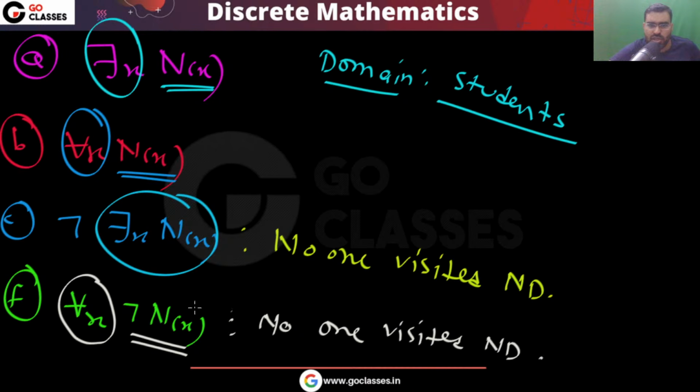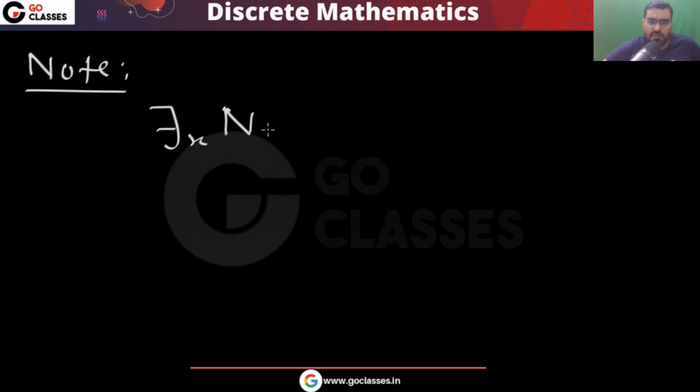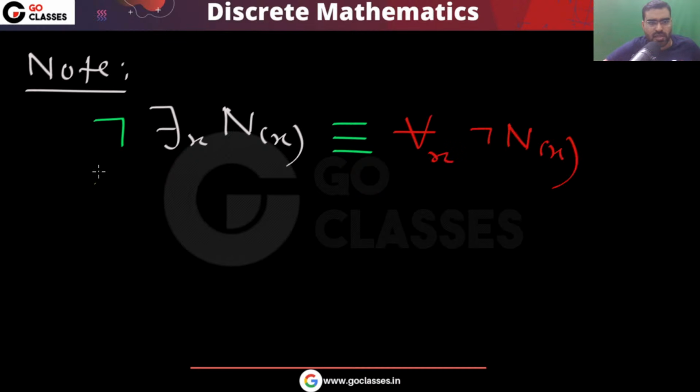Again, I can say, did you notice that these are basically the same? This is an important note you can take: there exists x. If you do the negation of this, remember, if you do negation of the existential quantifier, you will get the universal quantifier with negation of x. So this negation will go inside, and this existential quantifier will become universal quantifier. So these are basically the same.